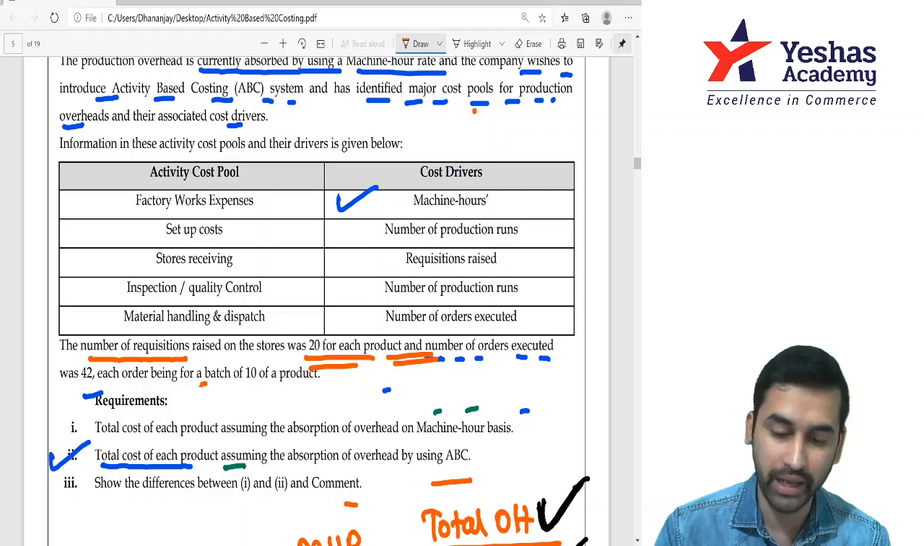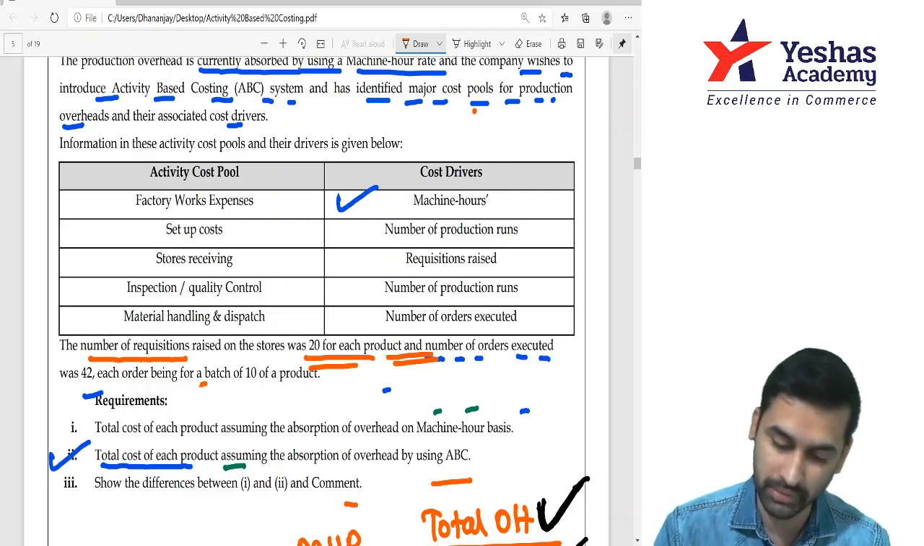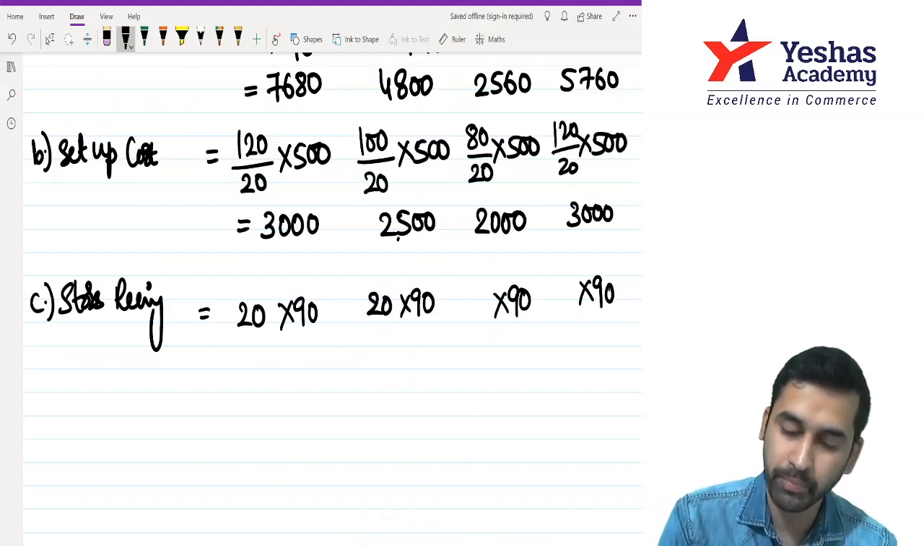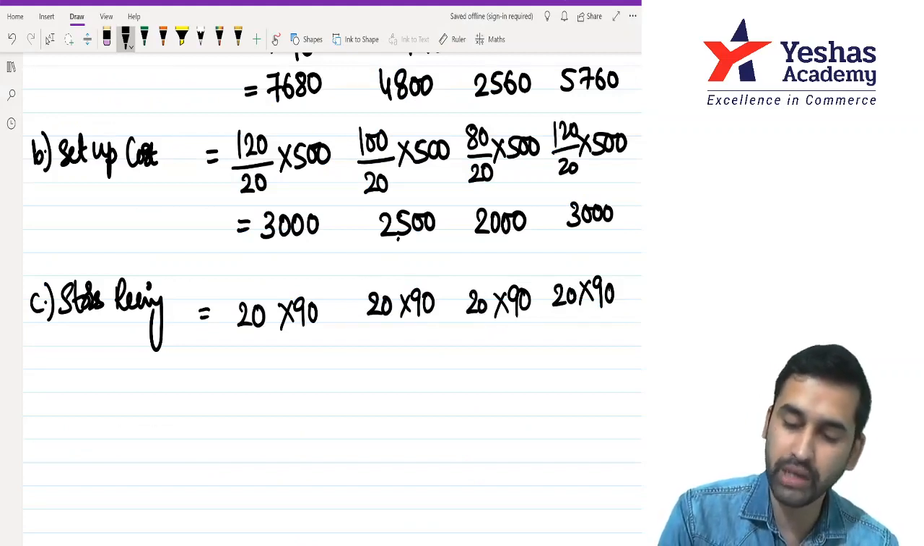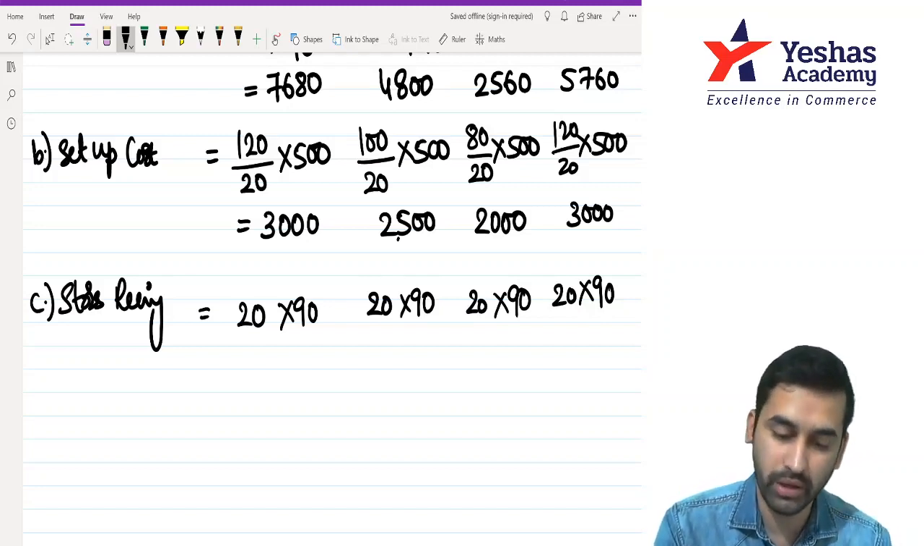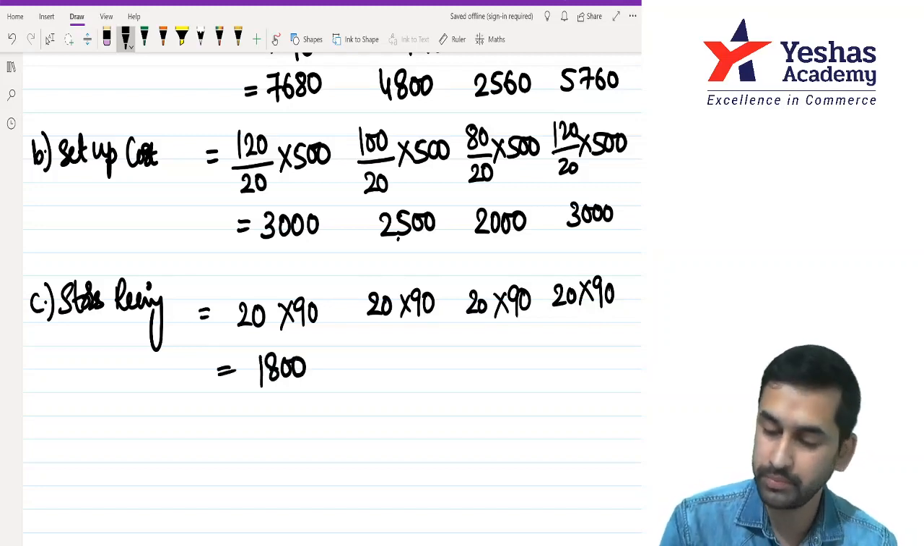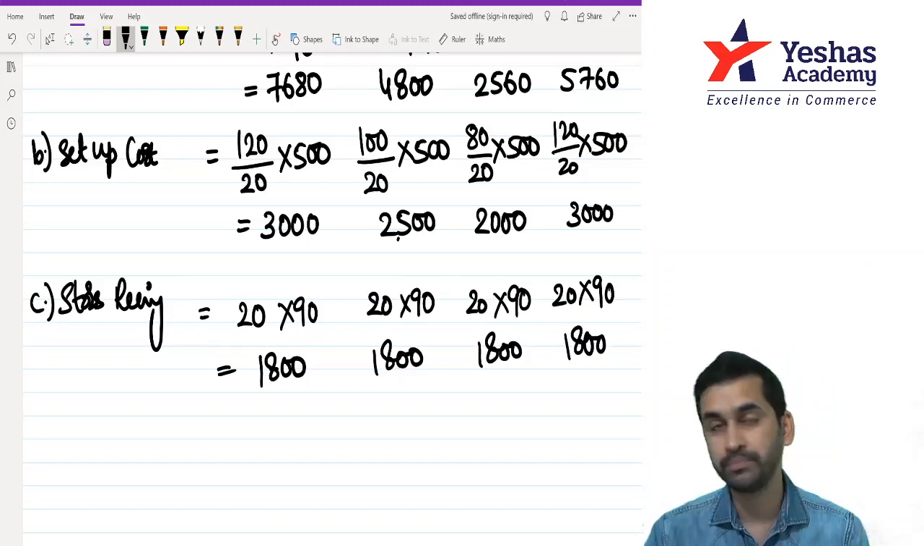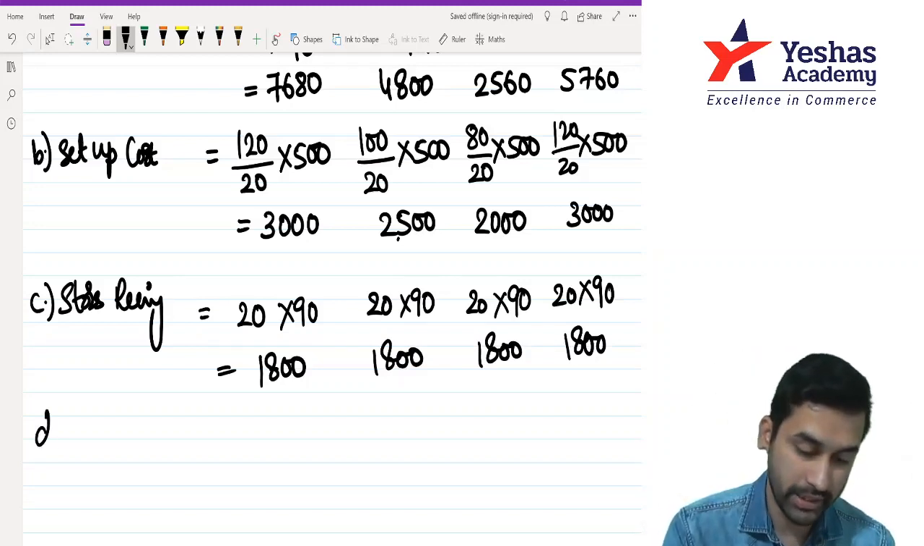For product A, 20. For product B, 20. C also same, D also same. That means everywhere you are just going to take 20. They said per product. So it is 20 for every product. So this will be 1800. Same way, 1800, 1800, 1800. This is actually very easy. Done, sir. Next one.